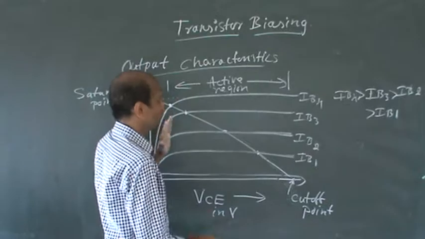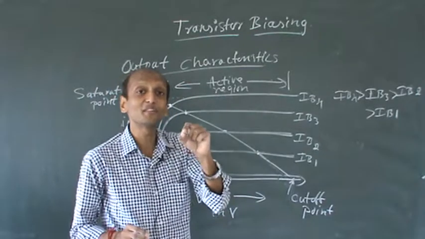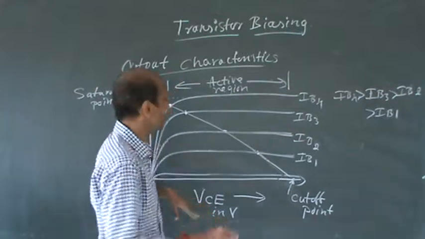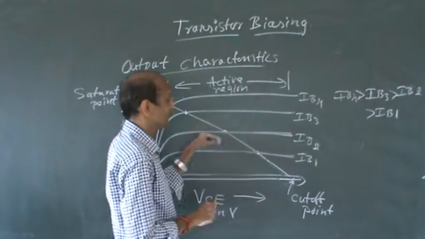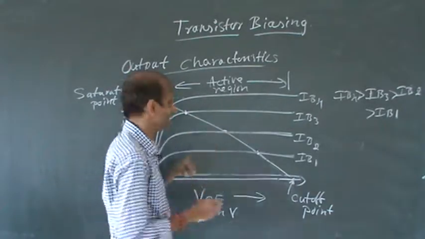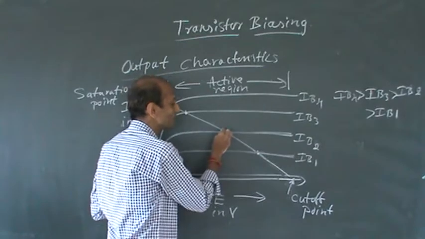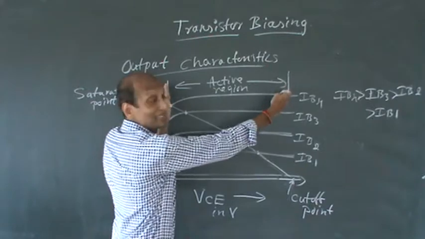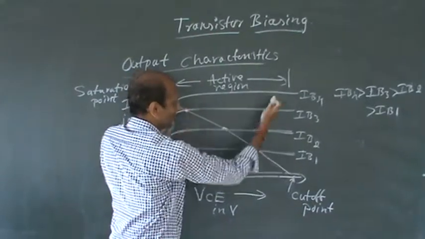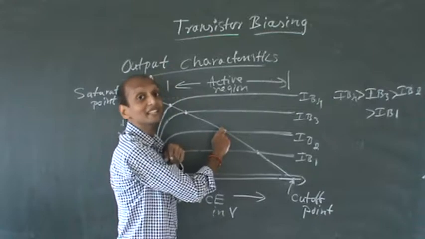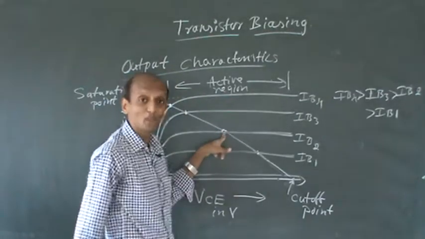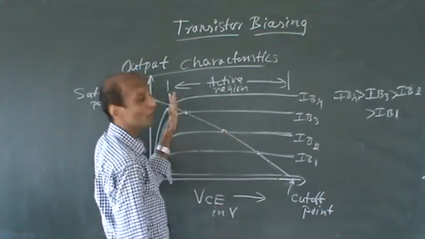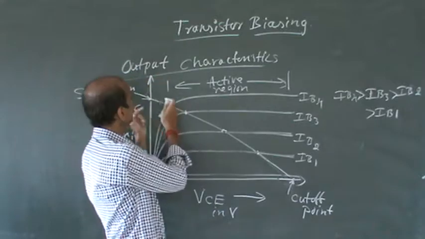The operating point decides where your transistor is operating, and that is decided here. What we want by condition is that the operating point should be at the center of the active region. This is your active region, or we can say saturation region. So the operating point should be somewhere here, at the center. We should not go more towards the saturation point.